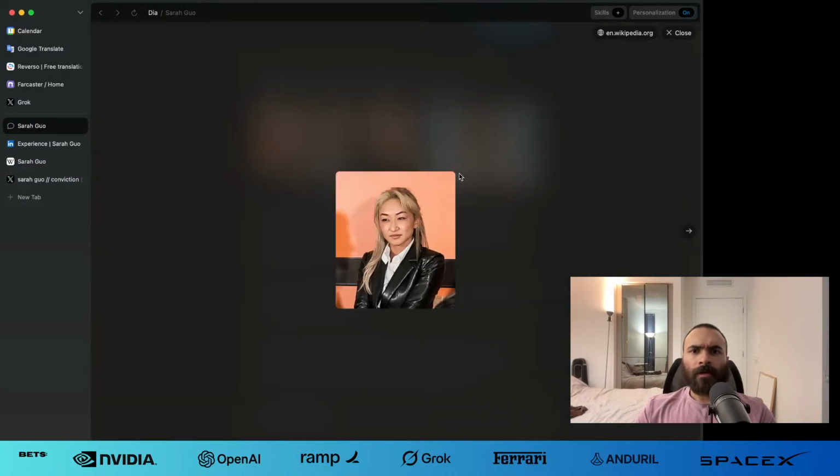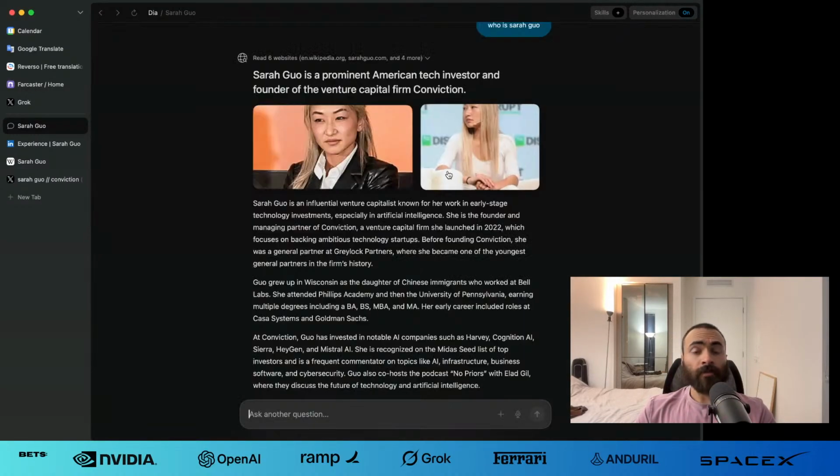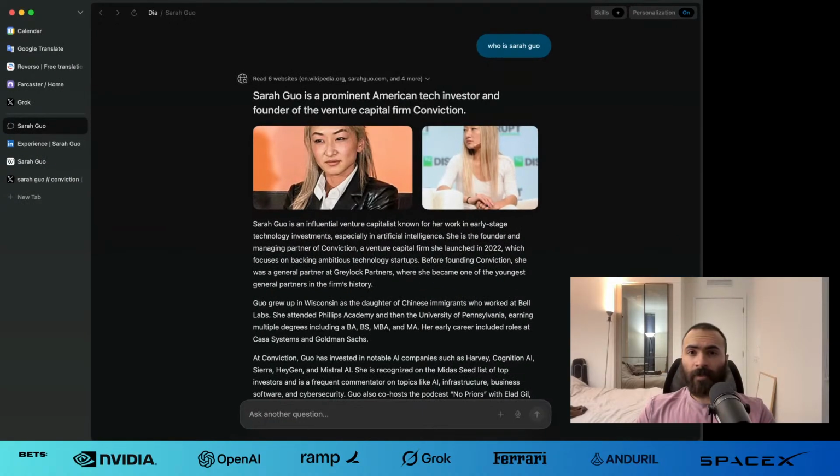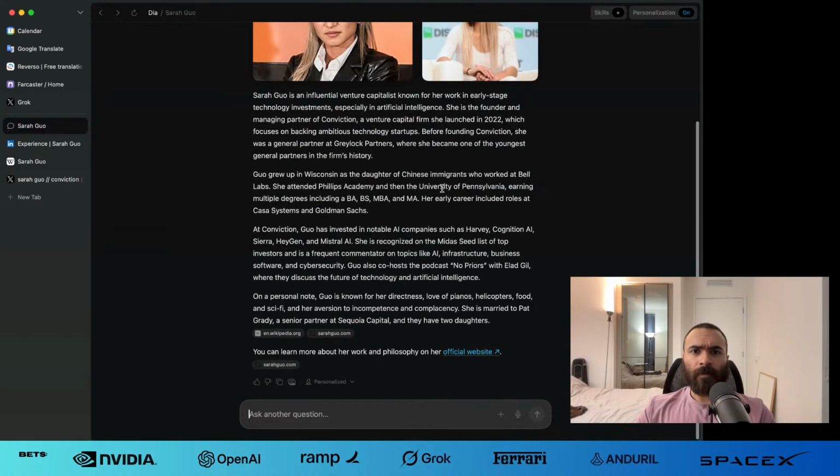Prominent American. We got 2 photos. Okay, this is really cool. I love this, when your AI can also pull up photos. That is amazing. That is similar to Perplexity. Prominent American tech investor and founder of the venture capital firm Conviction. Influential venture capitalist known for her work in early stage technology investments, especially in AI. She's the founder and managing partner of Conviction venture capital firm.